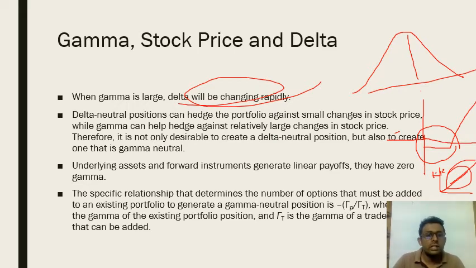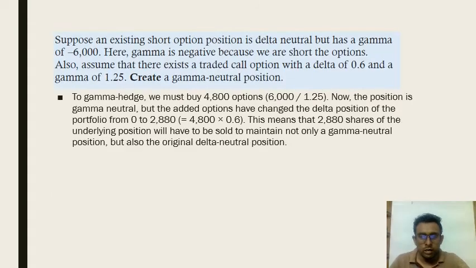The specific relationship that determines the number of options that must be added to an existing portfolio to make it gamma neutral is minus gamma P by gamma T, where gamma P is the gamma of the portfolio and gamma T is the gamma of the trade. So this is how we calculate. We'll take an example and try to understand this. This is all about gamma. That's how we calculate gamma and what the relationship is between gamma and delta.